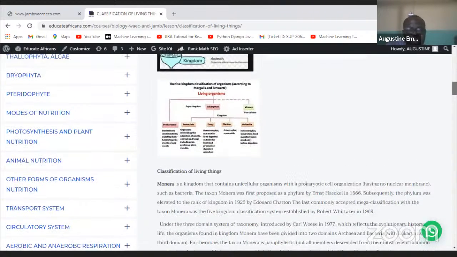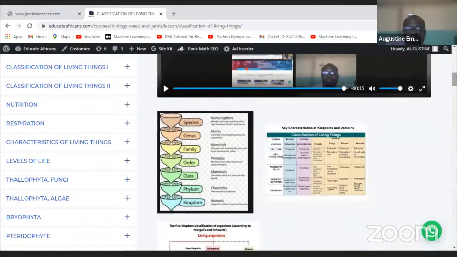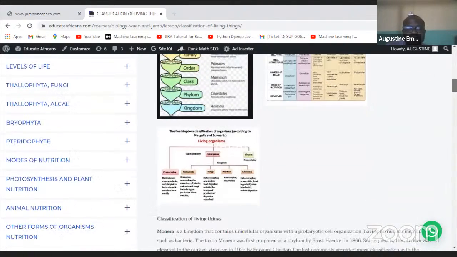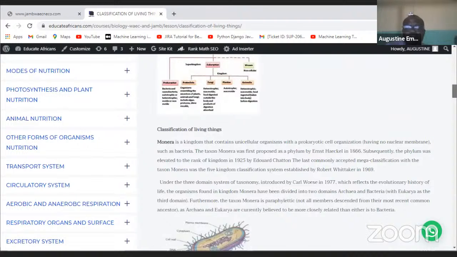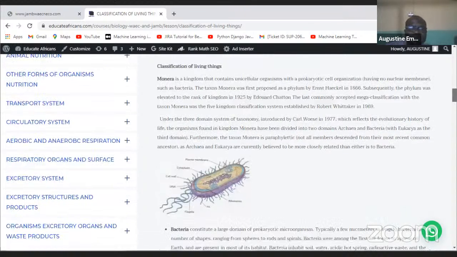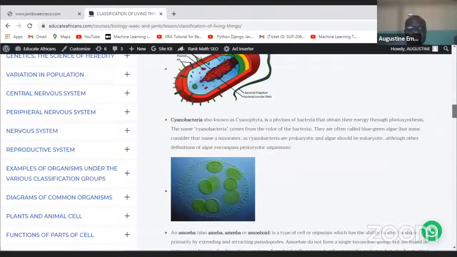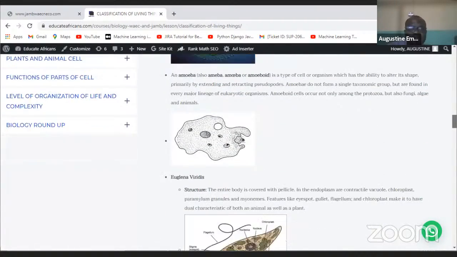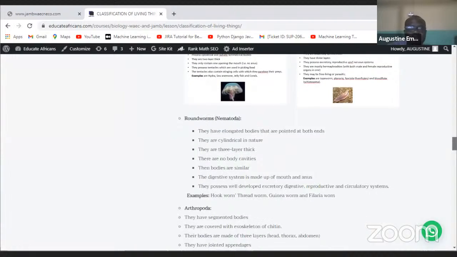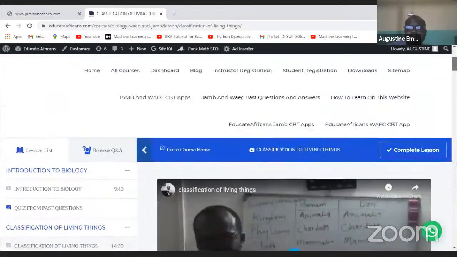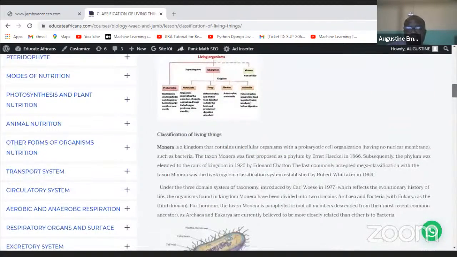Okay, so like I said, we're going to go into details of this in the next class to see basic characteristics of the different living things like the Monera, the bacteria, the Euglena, and the rest of them, the roundworm, and the rest of them. Okay, so this is where we're stopping. I'll see you when I see you.